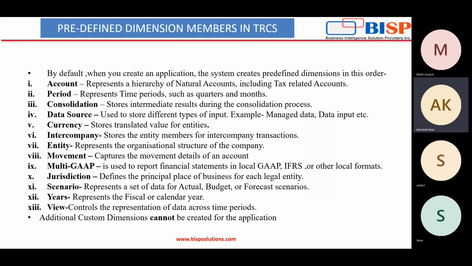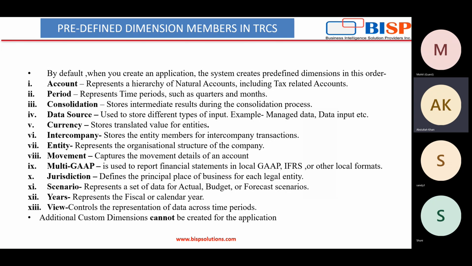The natural accounts will include the book accounts, or the accounts as per IFRS or US GAAP, whichever is applicable to the entity, and will also include the tax related accounts, including the temporary difference accounts, the permanent difference accounts, the tax roll forward accounts, RTA accounts, and other adjustment accounts, including the loss accounts, the tax credits accounts, R&D research accounts, etc. So the account dimension will include all these.